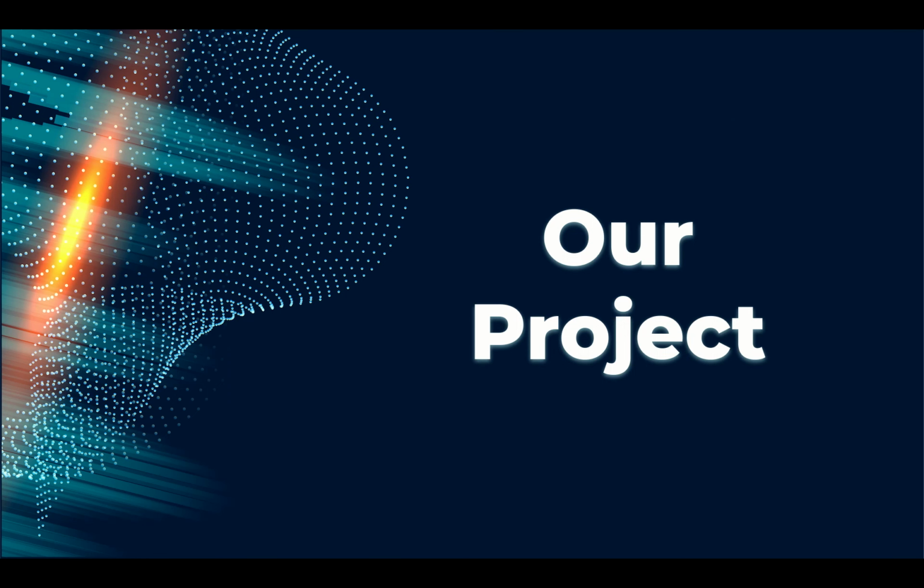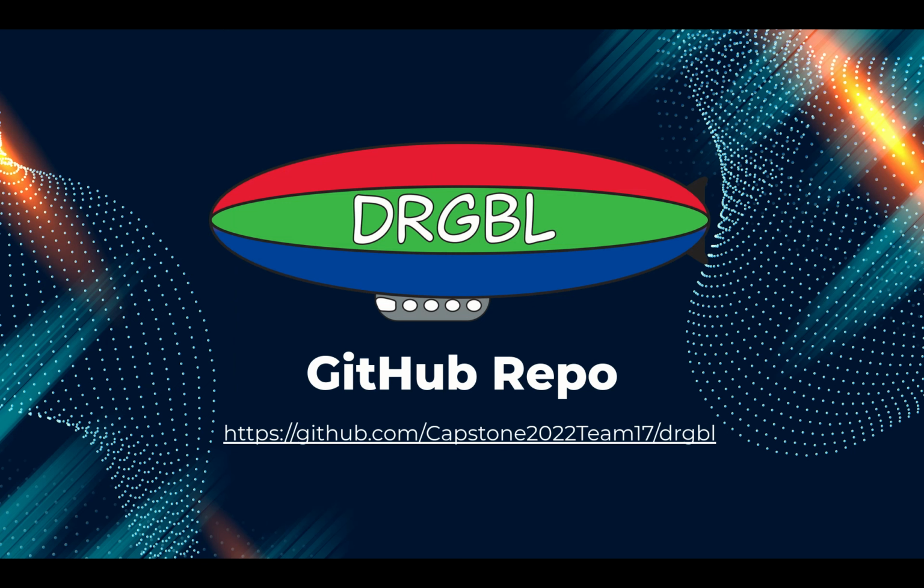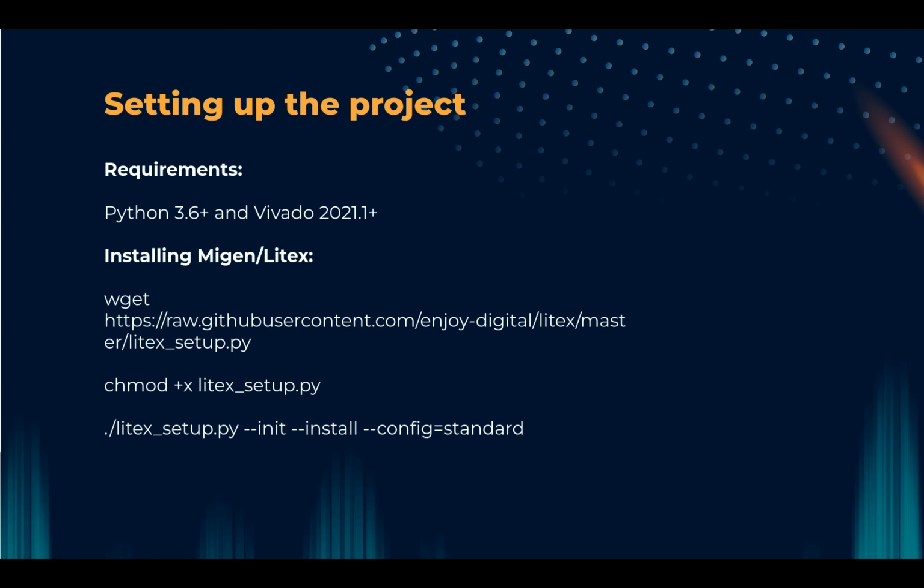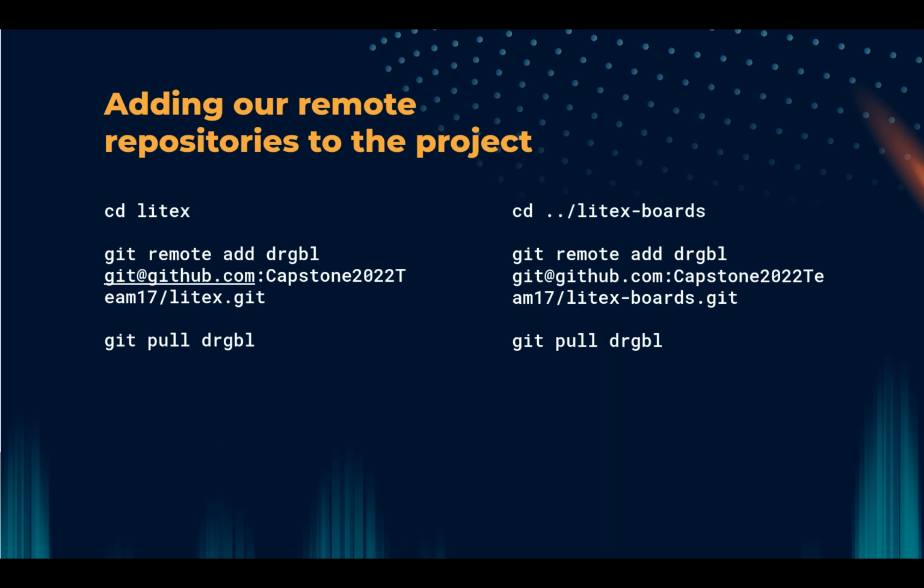Now we will present our project. As a reminder, here is a link to our GitHub repository. The requirements for our project are using Python 3.6 or above and Vivado 2021.1 or above. These are the commands to install Migen and LiteX. On the left, you can find the commands to add the remote repository for LiteX, and on the right, you can find the commands to add the remote repository for LiteX boards.